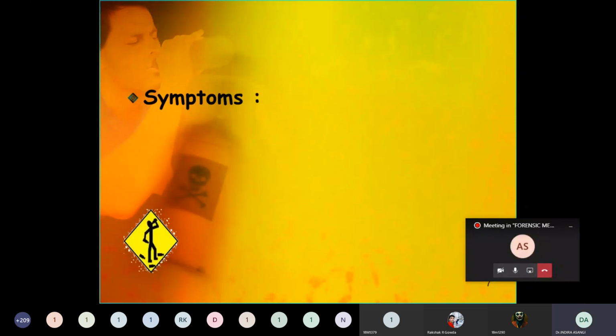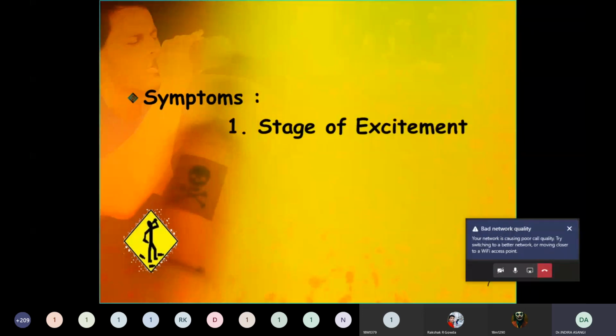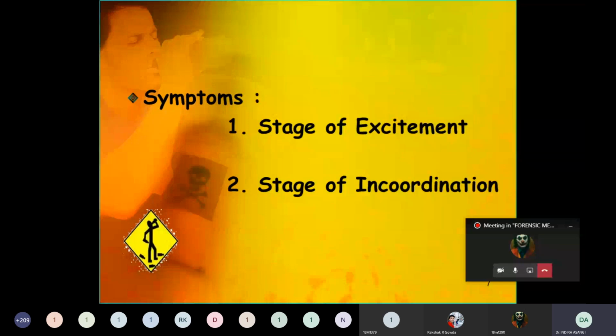Now coming to the symptoms. Symptoms are very, very important for us because based on the symptoms, we are going to judge what toxicity or what level of toxicity it is. That's why the symptoms are categorized in stages: the first is the stage of excitement, the second is the stage of incoordination, and the third is the stage of coma.